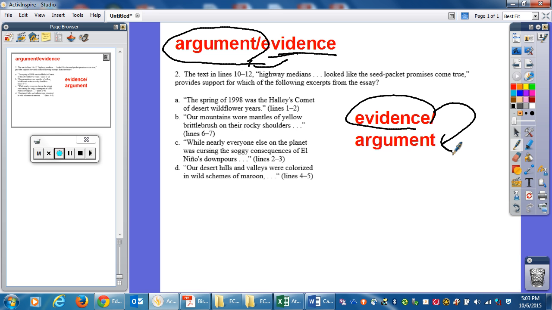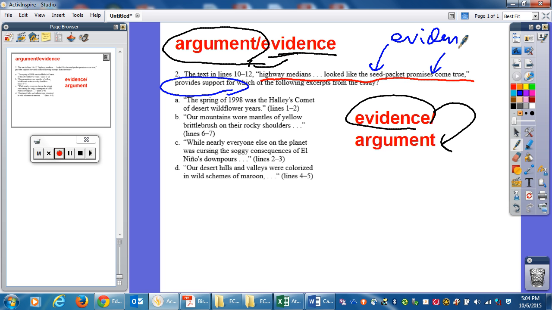But let's look at what this question is really asking us to do. It says the text in lines 10 through 12, and then it gives us an excerpt from the story, provides support for which of the following excerpts from the essay. So the key words of this question are "provides support for." I would look at that question and say, this part has a relationship. It is either evidence or argument. In this case, this quote is evidence. So then whatever excerpt, one of these four things, is the argument.